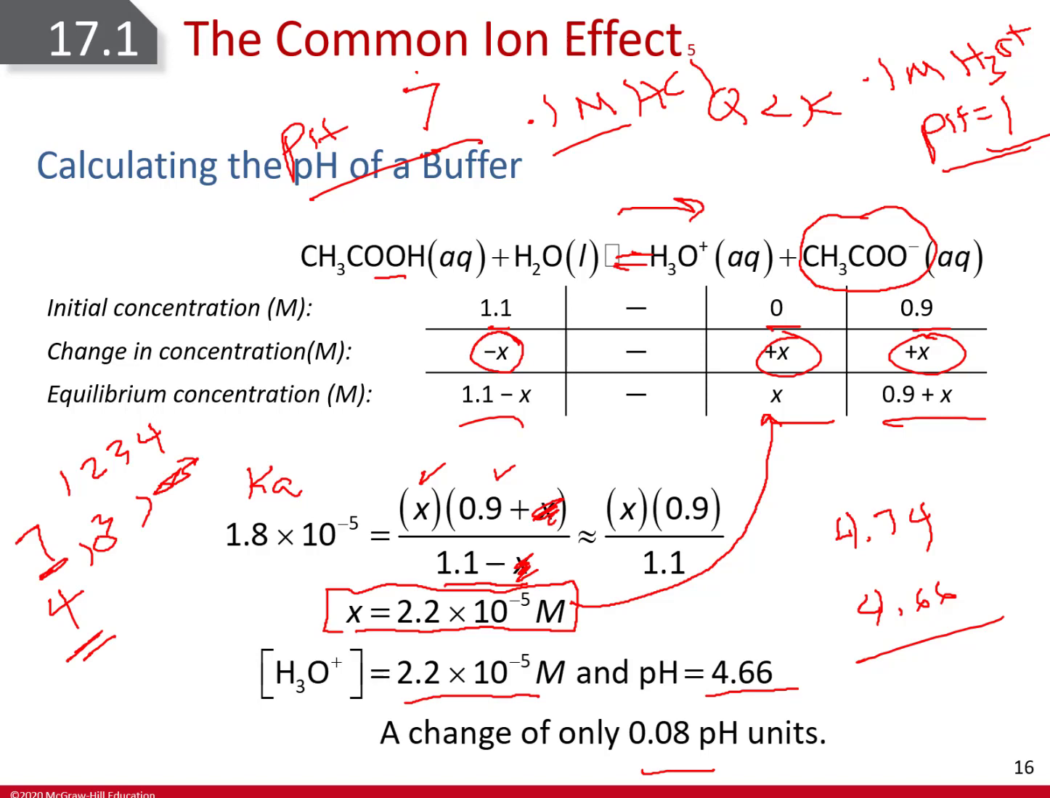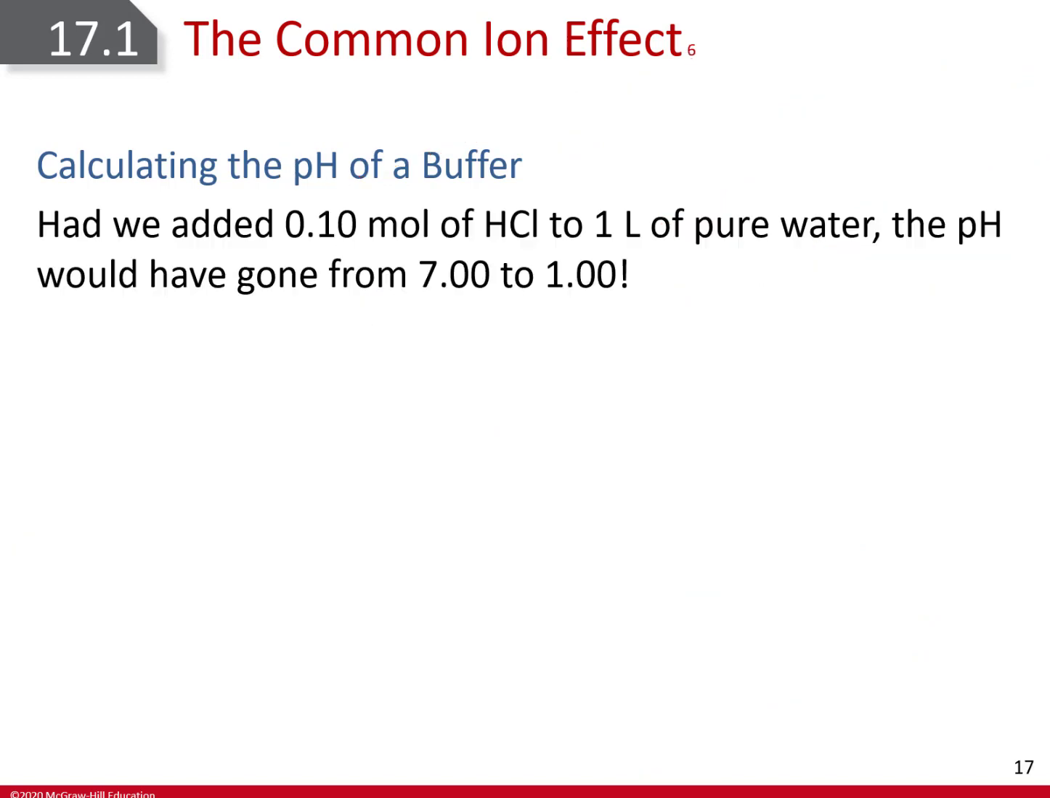Here we're changing 0.08 pH units. Here we change 10 to the 6 pH units from pH 1 to pH 7. That's where we're going with this. Buffers reduce the changes in pH upon the addition of acid or base. All right, so that's what they just said, the same thing that I said, pH 7 to pH of 1.